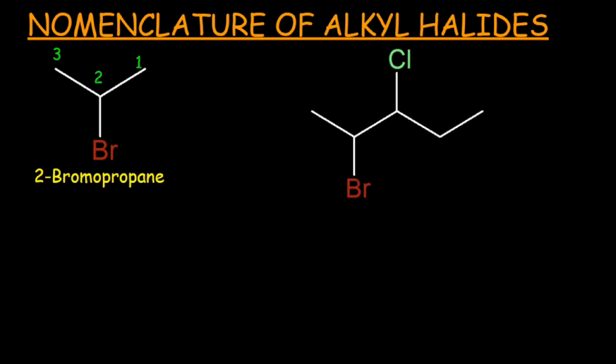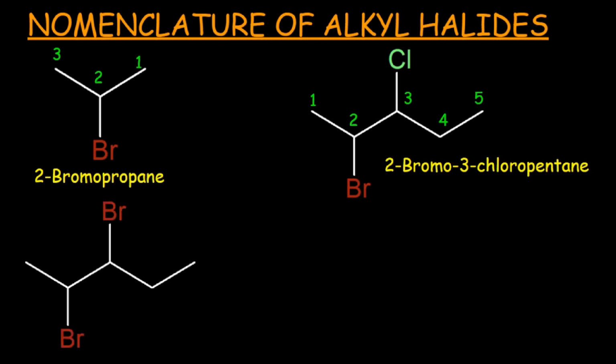In this molecule, chloro and bromo groups are present. When you have to name such a molecule, use alphabetical order. Firstly, number the heading part 1, 2, 3, 4, and 5. So the name of the molecule would be 2-bromo-3-chloropentane, not 3-chloro-2-bromo. You have to follow the alphabetical order.